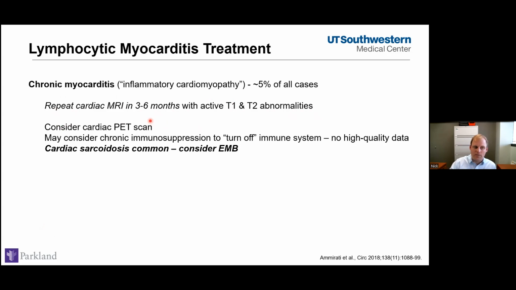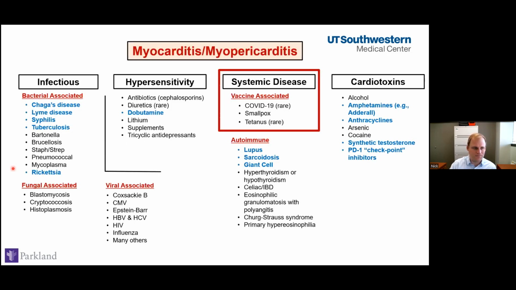A PET scan can oftentimes be helpful to look for cardiac sarcoid or look for ongoing inflammation. And again, you may be thinking about whether or not you want to employ immunosuppression to turn down the immune system. Although there's no high quality data for that, because we know that the prevalence of cardiac sarcoidosis starts to increase in this population. And so again, chronic immunomodulation may be the right treatment for those patients, but if you don't have the tissue to diagnose, you may not know from that perspective.